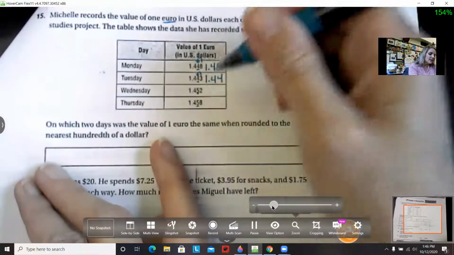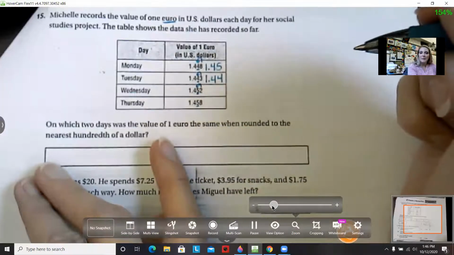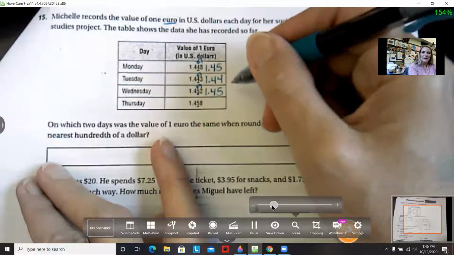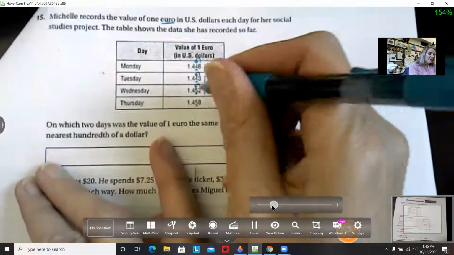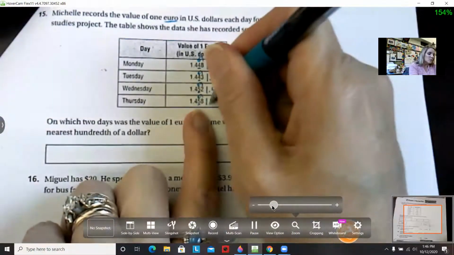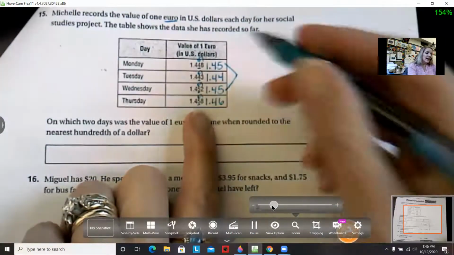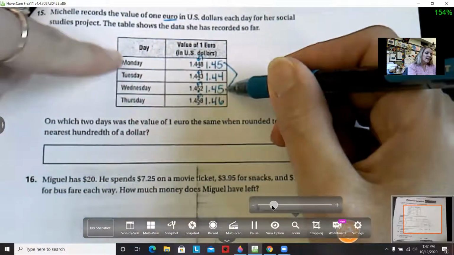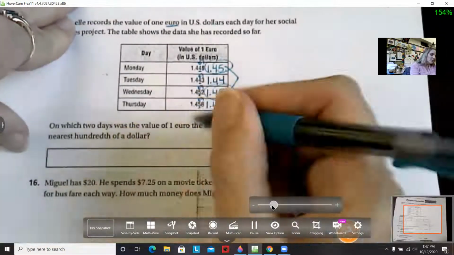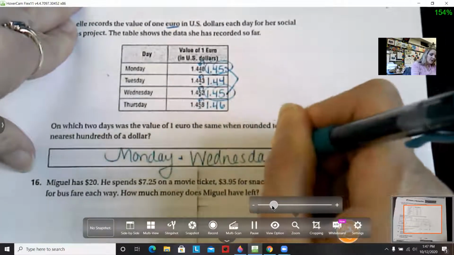Let's go down to Wednesday. We have a 5 underlined. Go to the number next door. The 2 makes the 5 stay the same. So that's 1 and 45 hundredths. Oh, I see it's matched, but let's double check with Thursday. The 8 turns the 5 into a 6. Good job. So that's 1 and 46 hundredths. So which 2 days are they the same on? I see Monday and Wednesday. The first and the third one down are both 1 and 45 hundredths. So we have to write Monday and Wednesday in the blocks there.